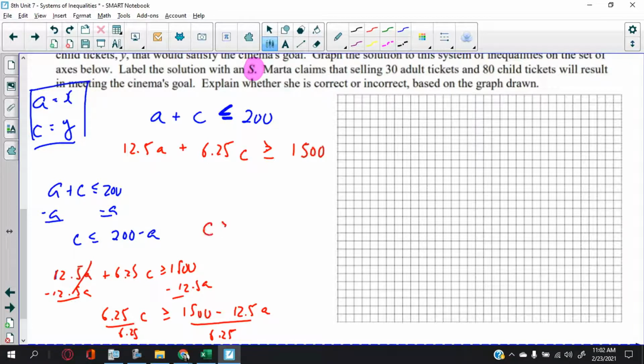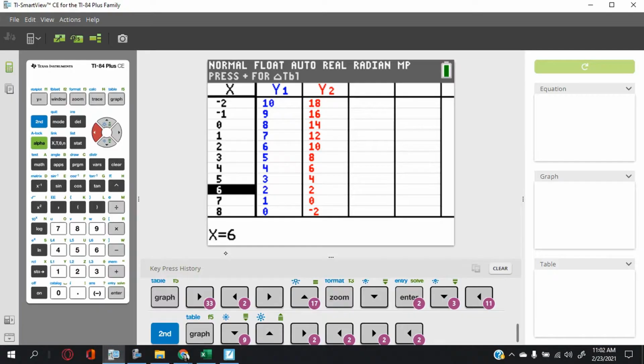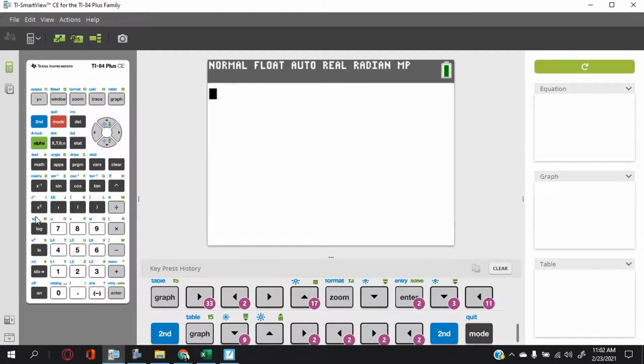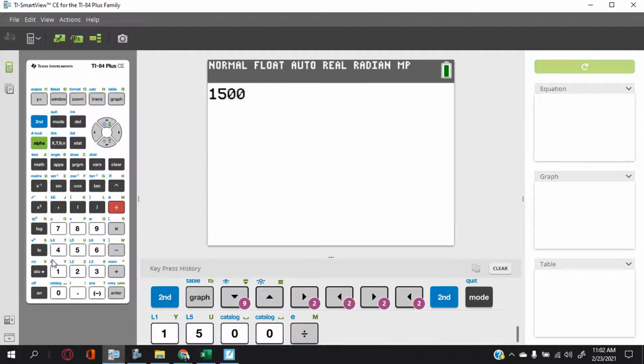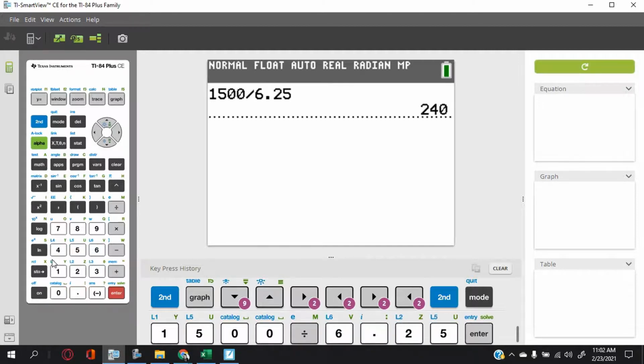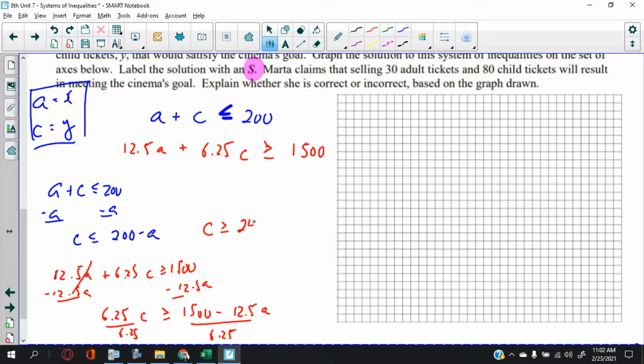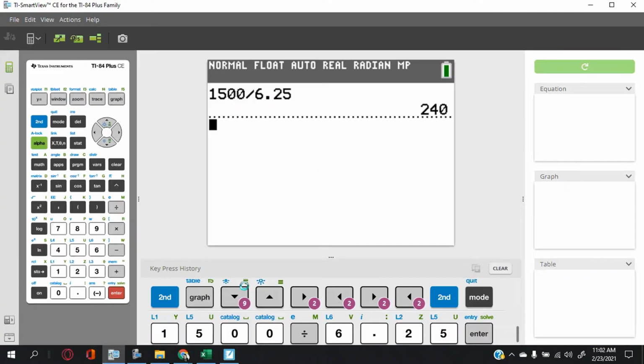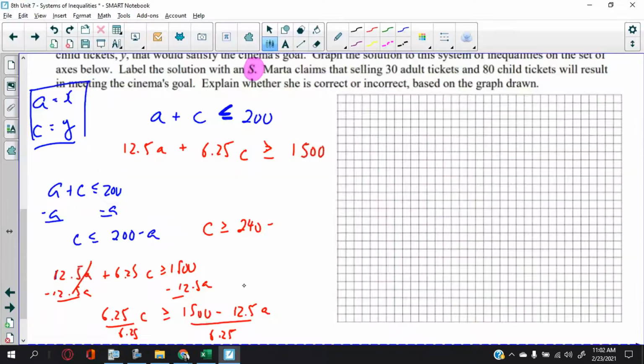All right, c is greater than or equal to, let me get 1500 divided by 6.25. That's 240. Oh, you know what? I'm glad we didn't set this up the other way, because the numbers are going to be kind of big. Look at these numbers. Wait, what's the other thing? Oh, we've got to divide 12.5. That's 2, right? So that's 2a. So these are our two equations that we're going to attempt to graph.